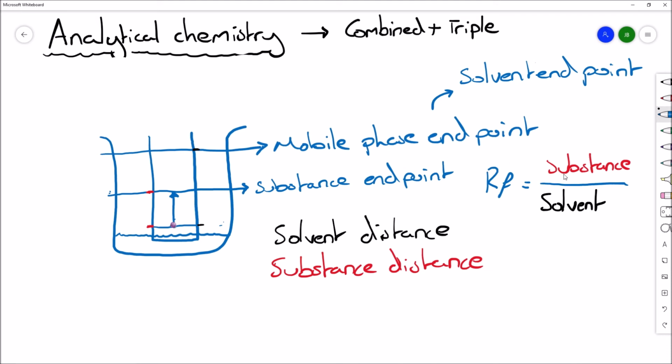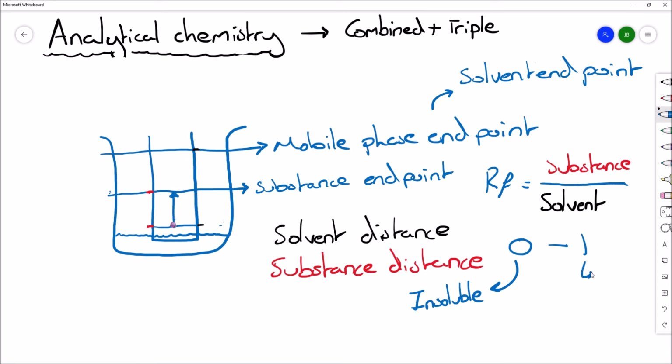We do the maths, dividing it, and we'll end up with a number between 0 and 1. You cannot go higher than 1, and you cannot go below 0. If you have got a number that's outside of this, 0 to 1, you have got it wrong. So 0 means the substance is insoluble. It hasn't moved at all. It stayed exactly there. So it's insoluble because it's not being dissolved by the mobile phase, the solvent.